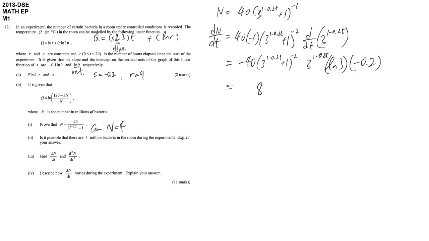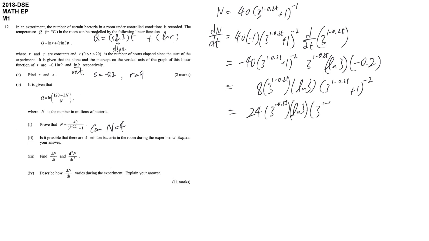We have positive 8. We have 3 power of 1 minus 0.2t. We have natural log 3. And we have 3 power of 1 minus 0.2t plus 1, power of negative 2. If you want to make it a little bit better looking, you may extract 3 and multiply it to 8. It looks slightly better. This is our final answer for dn/dt. Then I will express it in terms of positive index.